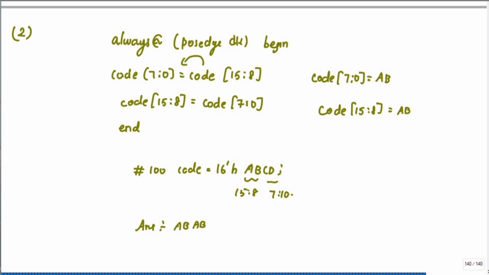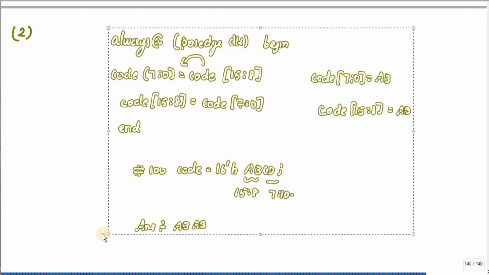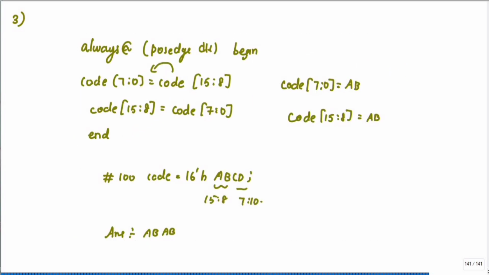Okay, so the same question you copy and paste it in the next question. So instead of blocking statement, if I use a non-blocking statement, what will happen? Okay, so non-blocking is less than or equal to. So this non-blocking statement is called as late assignment, and blocking statement is called as immediate assignment.